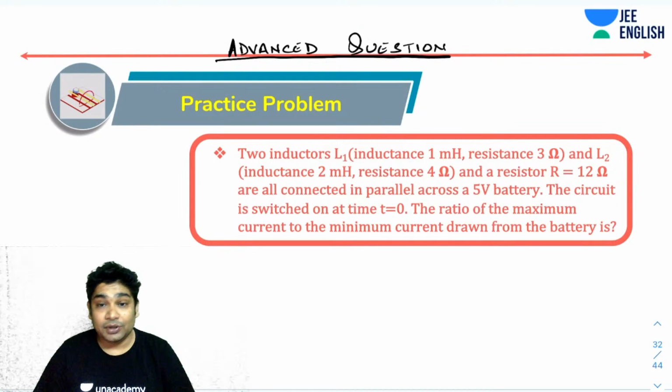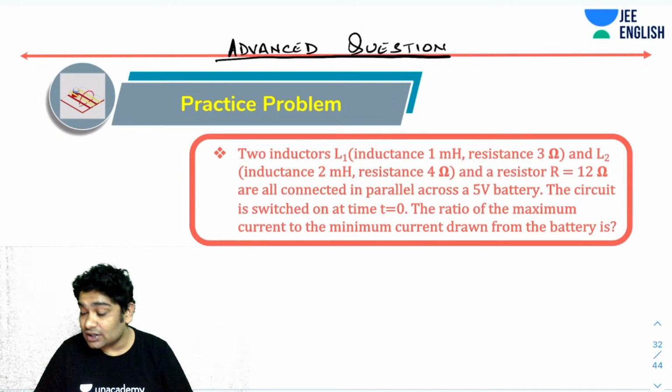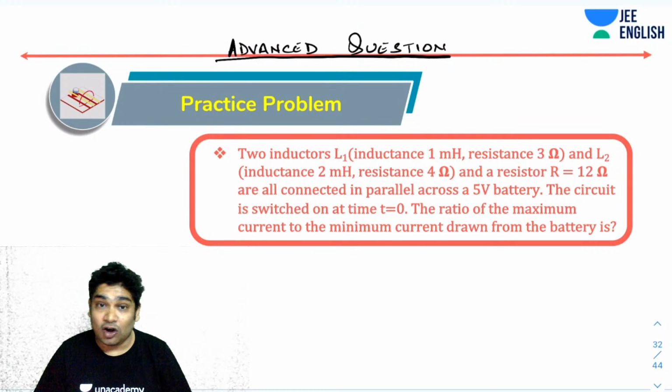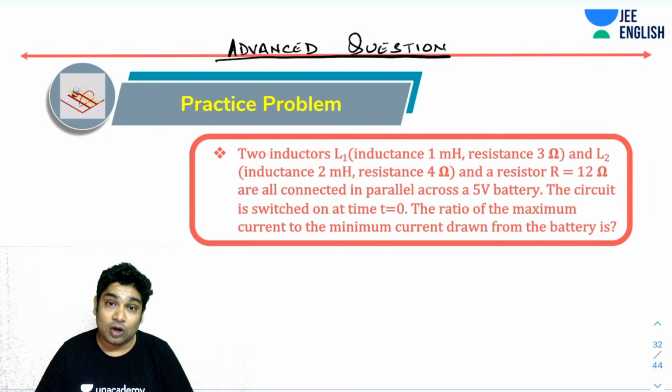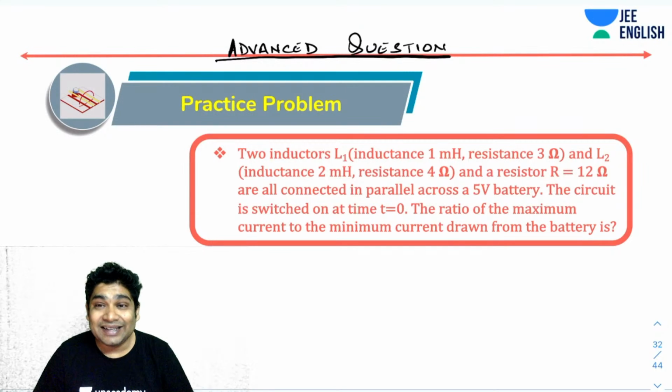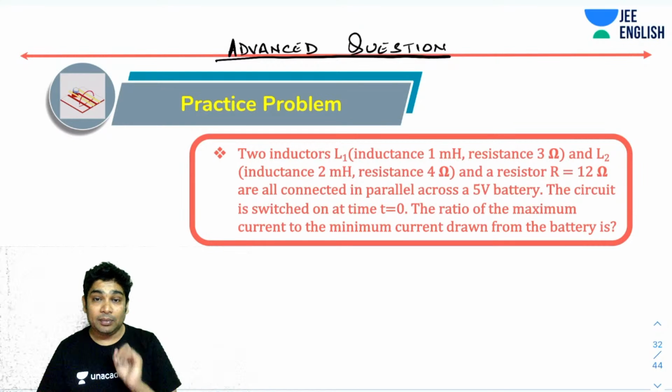Okay, so you can try this also. Two inductors, L1 which has inductance of 1 millihenry and a resistance of 3 ohm, and L2 which has inductance of 2 millihenry and a resistance of 4 ohm, and the resistance of 12 ohm are all connected in parallel with a 5-volt battery. Now the circuit is switched on at a time t equals 0. Find the ratio of the maximum current to the minimum current.